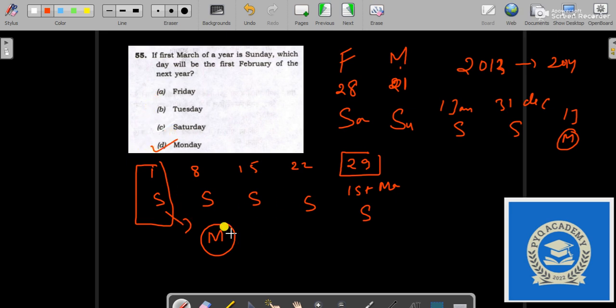What we have to do is, the general logic is that in 1 year 1 day shifts. So we just move back to 1st February and see what the day was on 1st February. The day next to that day will be the day of 1st February in the next year. So our answer is option D. Let's move to the next question.